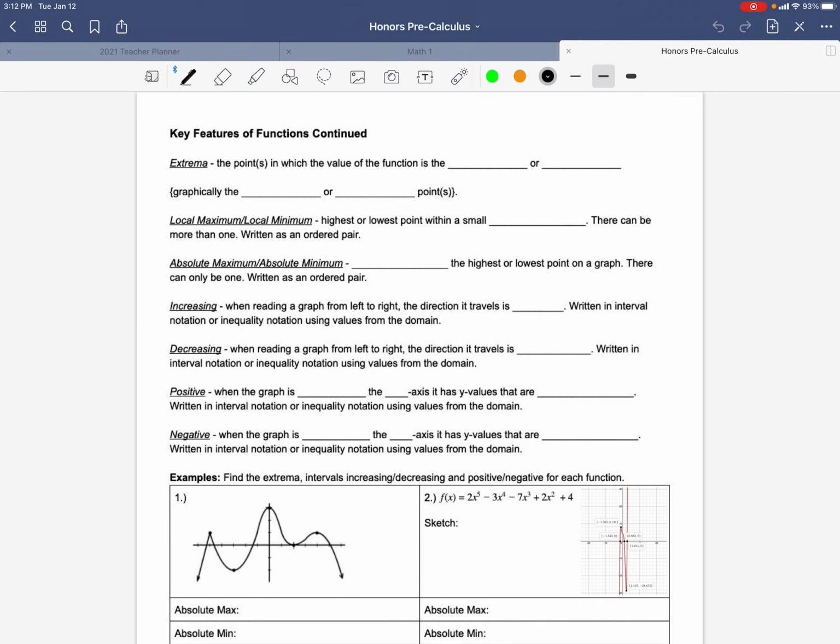All right, for today's lesson, we're going to do part 2 of key features of functions. So extrema are the points in which the value of the function is at the highest or the lowest point. Now, when we talk about the highest point and the lowest point, graphically, we're looking at what we call the maximum or minimum.